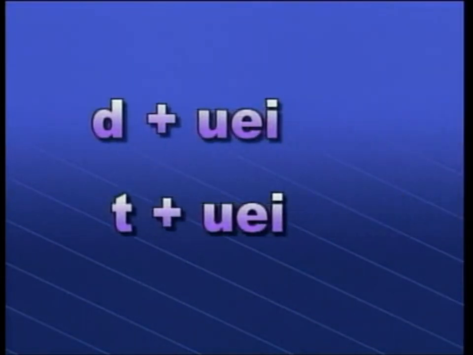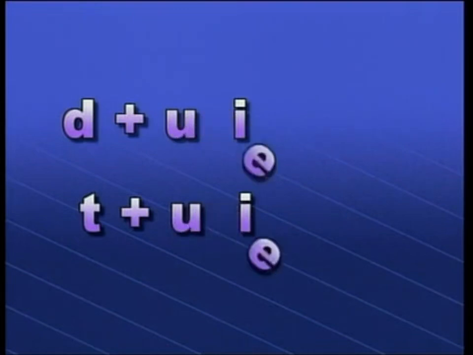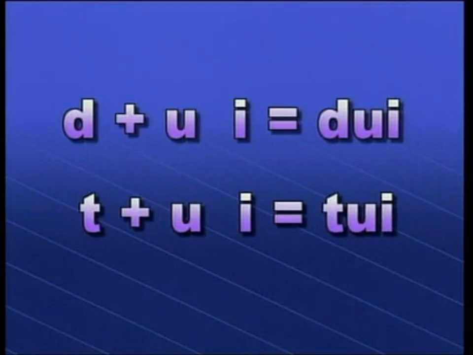Spelling rules. Let's learn some more spelling rules today. When uei forms a syllable itself, you should write it as wei. When uei appears after other initials, you should write it as ui, as in dui and tui. Well, let's watch the dialogue very slowly and very clearly again.